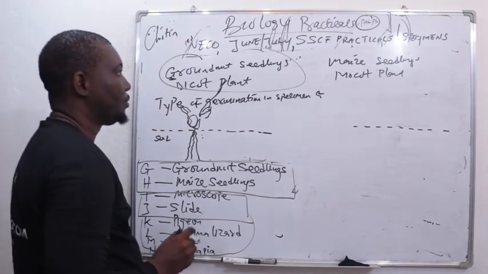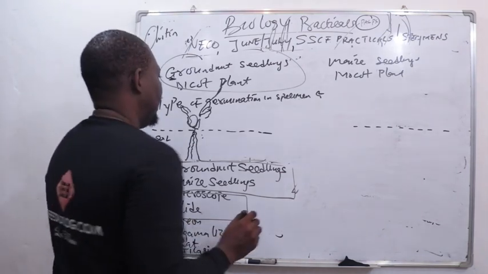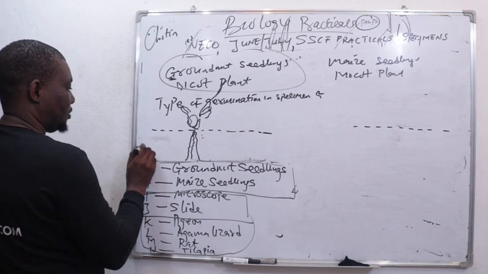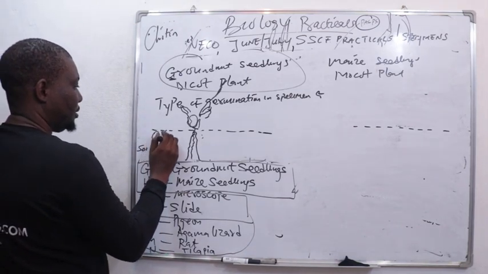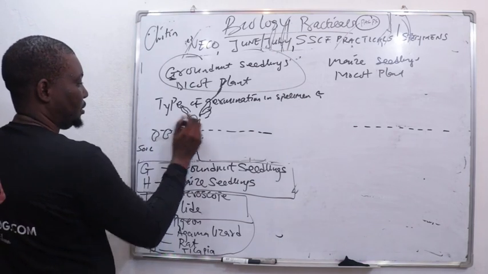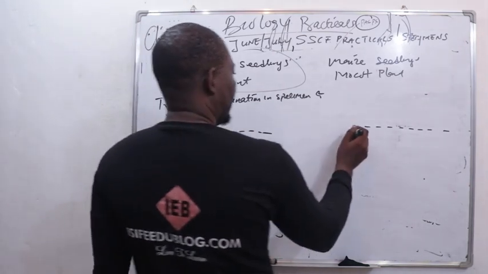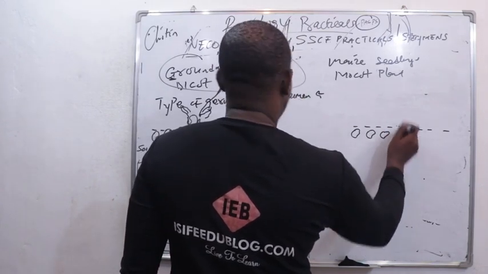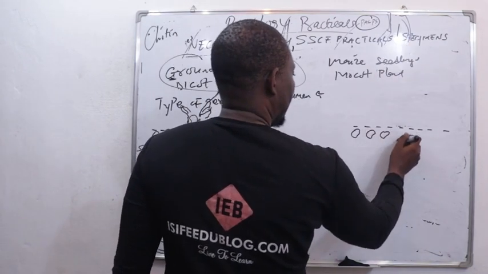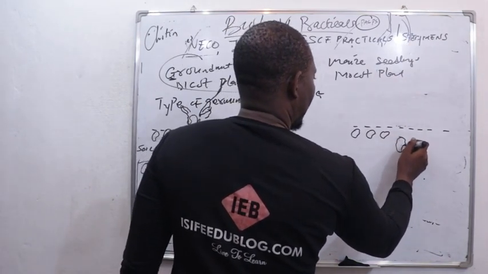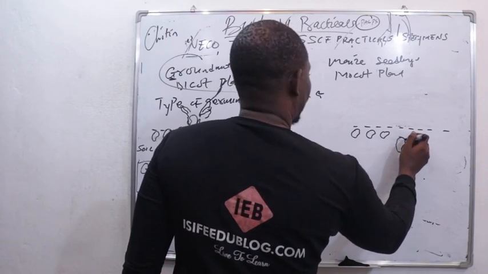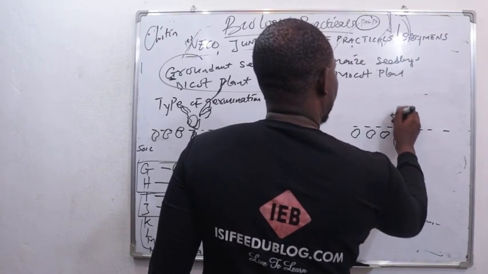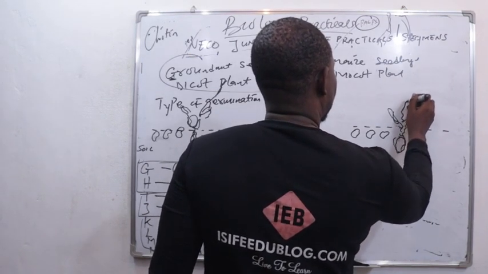Then for maize seedling, this is the stages: before you have the soil here, the seed keeps on going like this, before you know it, it comes here. So here the seed goes like this, then it doesn't stay above, it stays more underneath. Before you know it, you now start seeing the leaves, and then some kind of growth here.